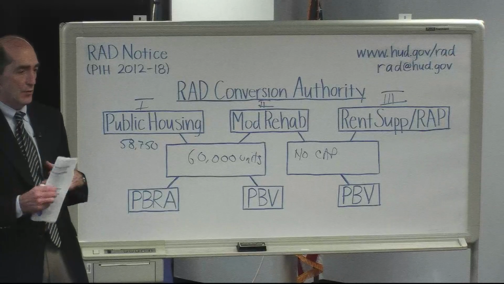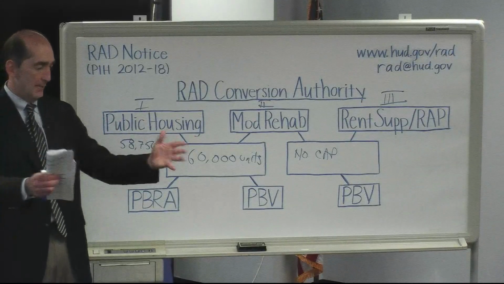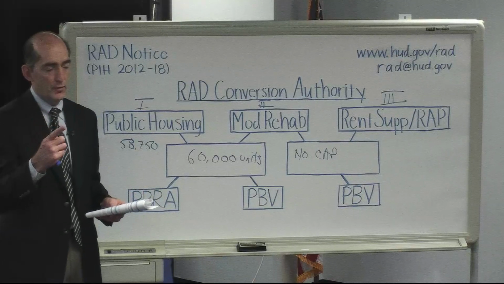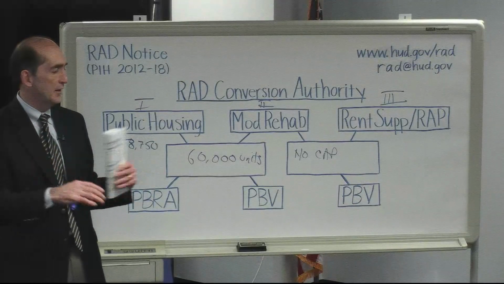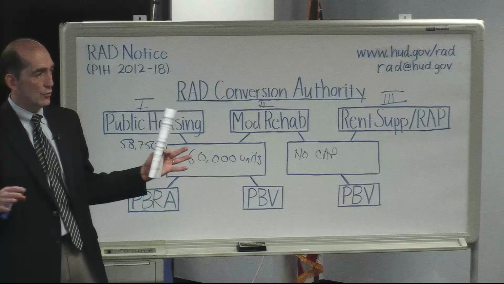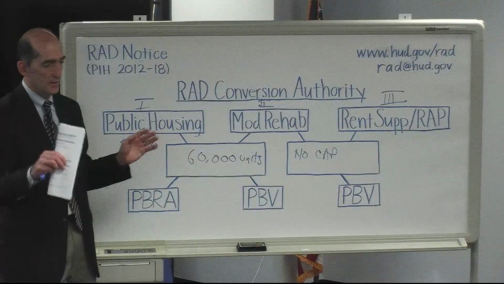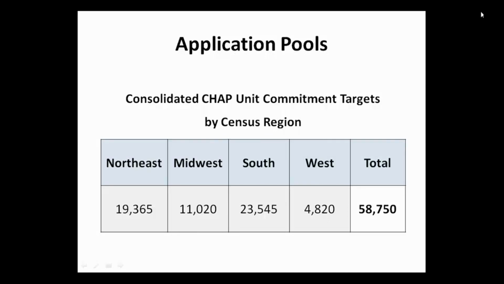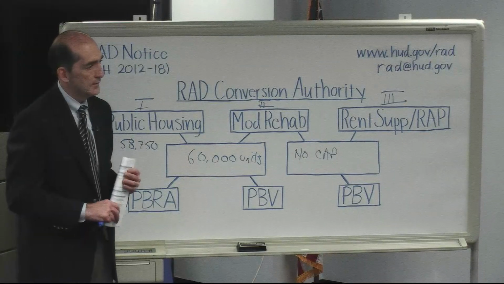If a PHA decides that it wants to submit an application for 10 projects, it can identify one project as its priority or first one, and that gets a higher score over anybody else. It's a way of helping distribute the awards in case we have such a large demand. Congress asked us to make sure that the authority was fairly distributed, and so that's how we devised the pools, particularly the geographic pools.